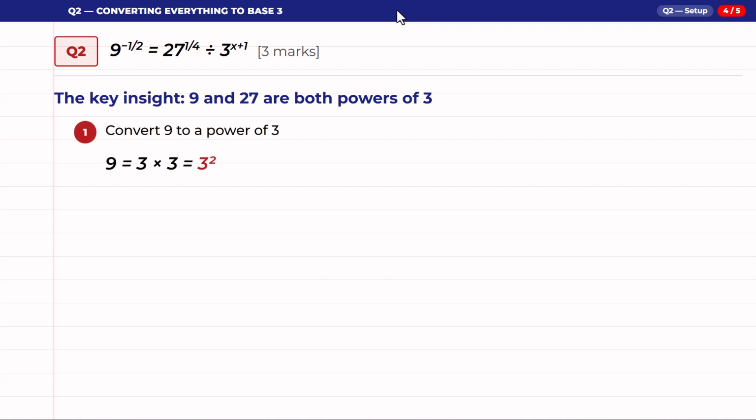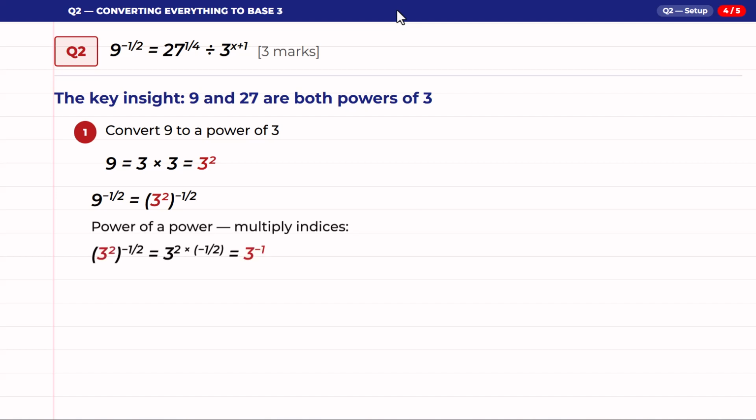Step 1. 9 equals 3 times 3, so 9 equals 3 squared. So 9 to the minus 1/2 becomes the bracket 3 squared, raised to the power minus 1/2. Power of a power, multiply 2 by minus 1/2. 2 times minus 1/2 equals minus 1. So 9 to the minus 1/2 equals 3 to the minus 1.